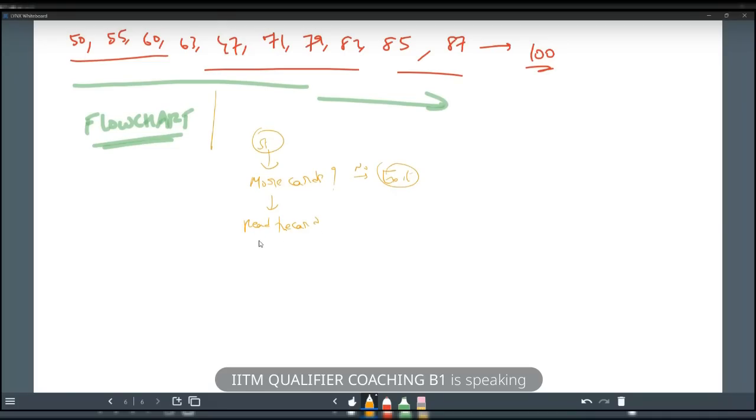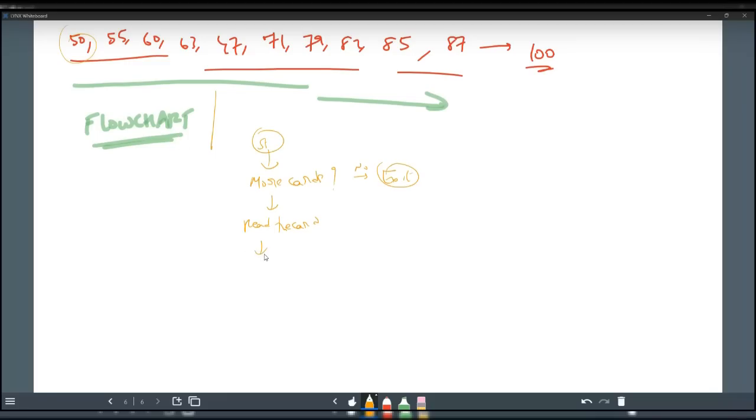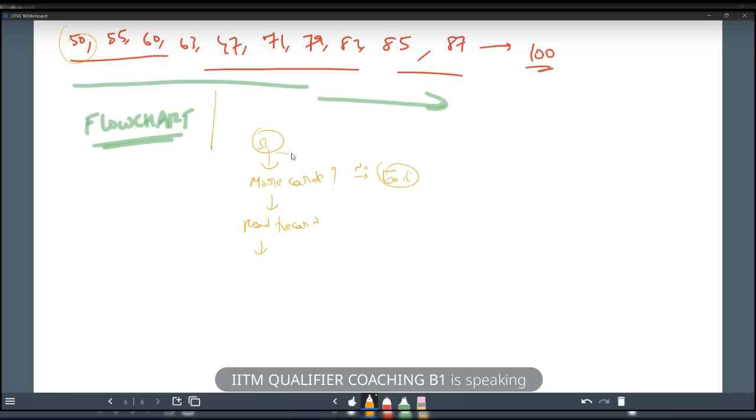This is what we had done right now. We read the card 50 in the very beginning. And now we store, sorry, here I think we need to assign a variable as well. We need to assign max is equal to 0. That's another mistake here. I'll redraw this.